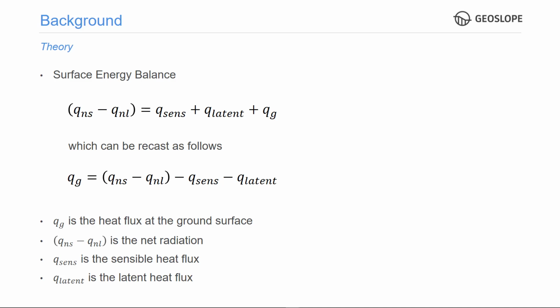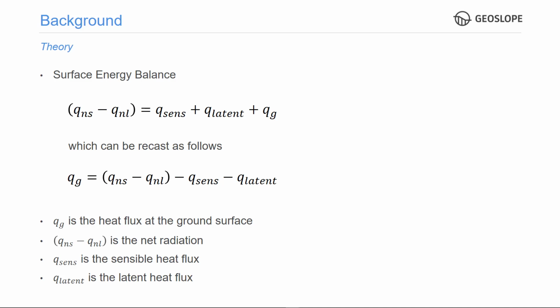The equation can also be recast to isolate the heat flux at the ground surface. This latter equation can be solved by simply taking the ground surface temperature at the last time step, or the initial condition, to compute each of the components on the right-hand side of the equation.